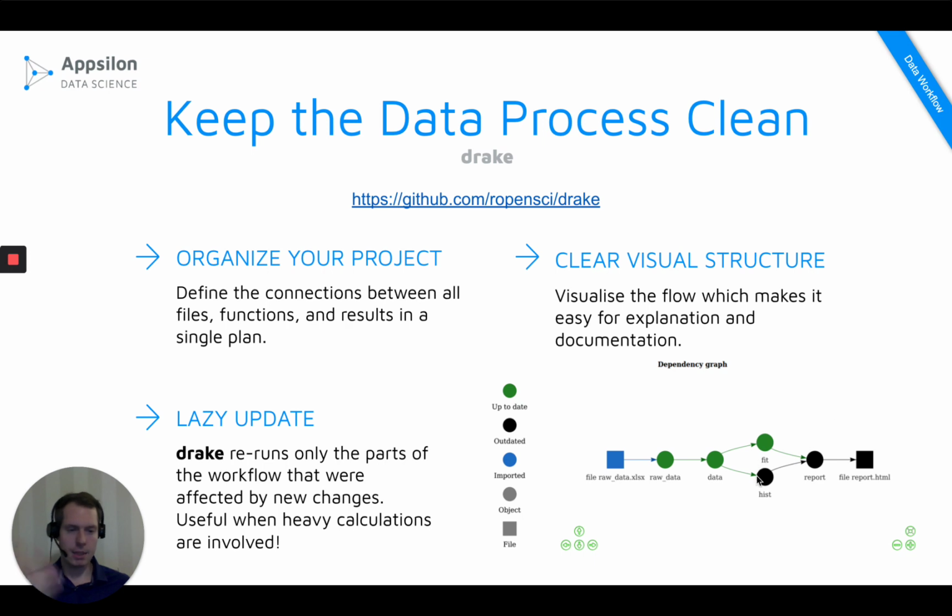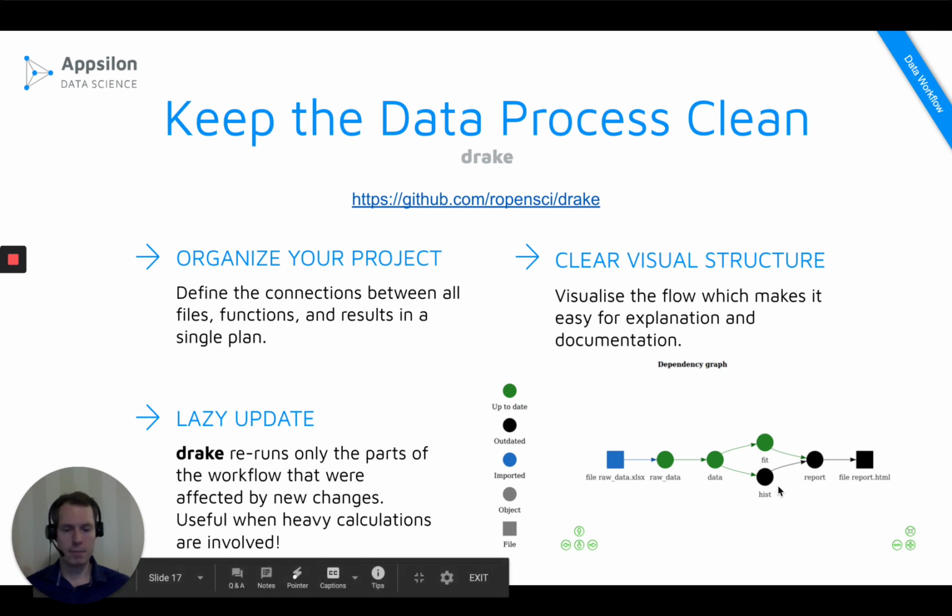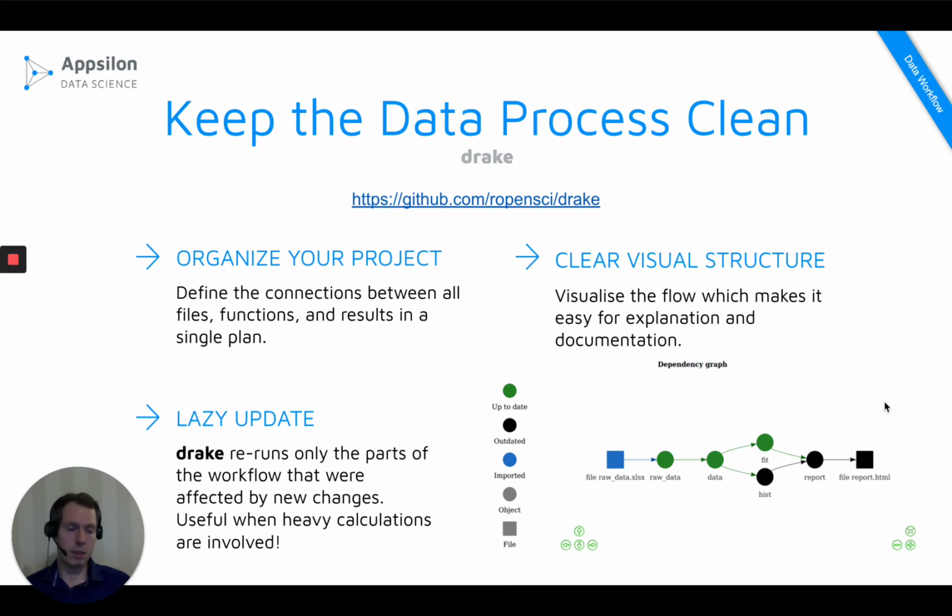And also what I really like in Drake is that it's kind of lazy in doing updates. So in this example here, the function that is creating the hist was modified, and it is outdated. And when you rerun the whole process, all the dependencies of this part will need to be rerun, but not the others that are up to date. So Drake controls it, so it is especially useful if there are some heavy calculations involved. So you don't need to worry whether you should update this part or not. Drake takes care of it.